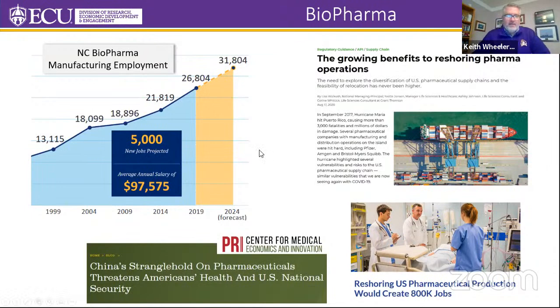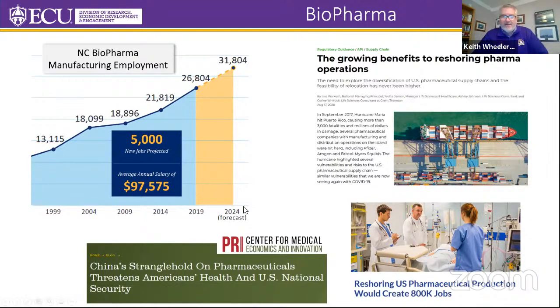It's mostly manufacturing, not a lot of R&D outside of the Triangle area. Pre-COVID, the North Carolina Biotechnology Center did basically a workforce study, and in the next 5 years, they projected 5,000 new jobs. This is statewide, not necessarily in Eastern North Carolina. 5,000 new jobs with an average salary of $97,500.